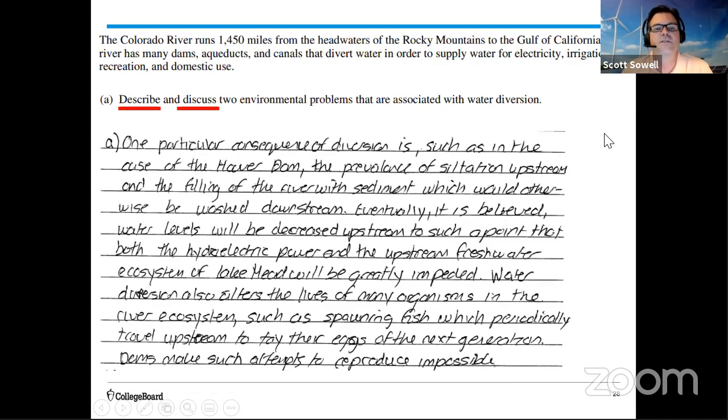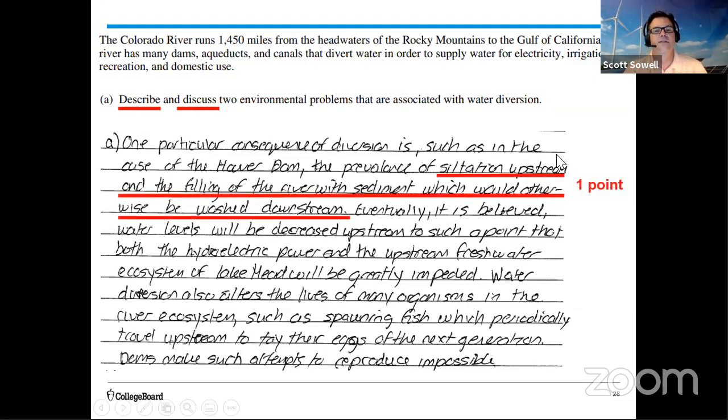So let's take a look at this person's response. One particular consequence of diversion, such as in the case of the Hoover Dam, is the prevalence of siltation upstream and the filling of the river with sediment which would otherwise be washed downstream. Eventually, it is believed water levels will be decreased upstream to such a point that both the hydroelectric power and the upstream freshwater ecosystem of Lake Mead will be greatly impeded. So there's a point right there, talking about that siltation that is going to affect what gets washed downstream.